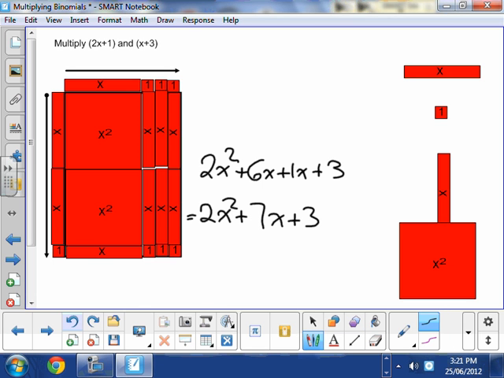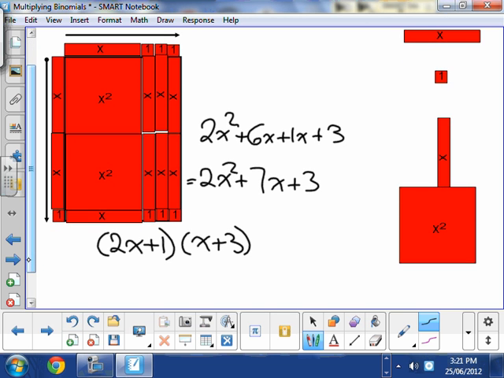Good. Now this is beautiful, but it seems like a game to me. Can you please help me with a little bit of algebra? How do I do the same thing algebraically? I understood your visual, but I always need a little bit of algebra. So how do I multiply 2x plus 1 and x plus 3?